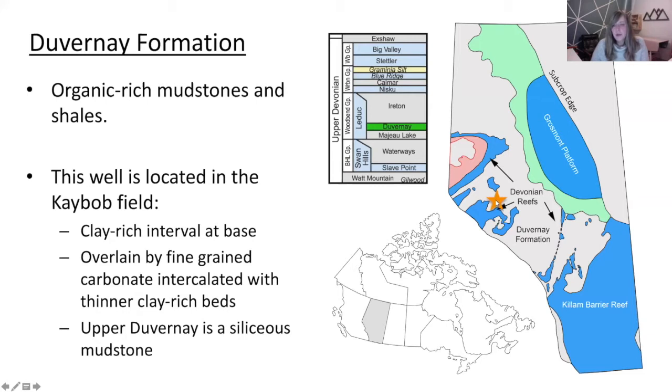The blue on this map shows the Leduc Formation, which are Devonian reefs equivalent in age to the Duvernay Formation. And the Duvernay Formation basically is equivalent to the first 2 intervals of reef growth in the Leduc. In this particular area, this is the K-Bob field. It's currently actively being fracked and produced out of. The base is clay rich, then it's overlain by a carbonate that is intercalated with thinner clay beds. And the upper Duvernay is actually quite siliceous. So it's more of a mud rock than a true shale.